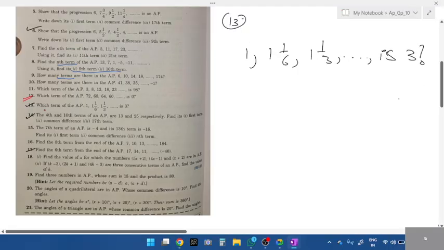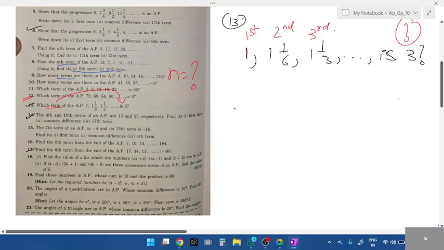Which term, students? What have they asked here? What do you mean by which term? Term meaning is n. Which term is 3? That is the question. So what is this 1? 1 is the first term. 1 1/6 is the second term. 1 1/3 is the third term. In the same way, they've asked which term 3 stands for.